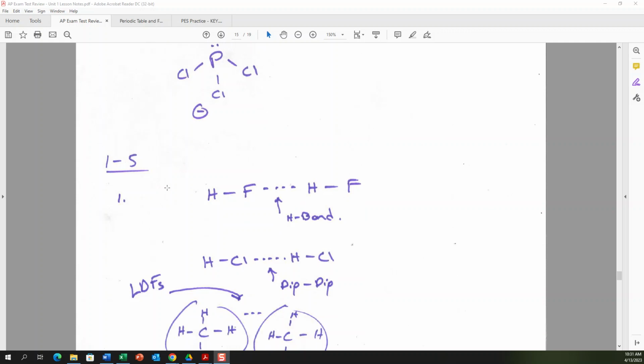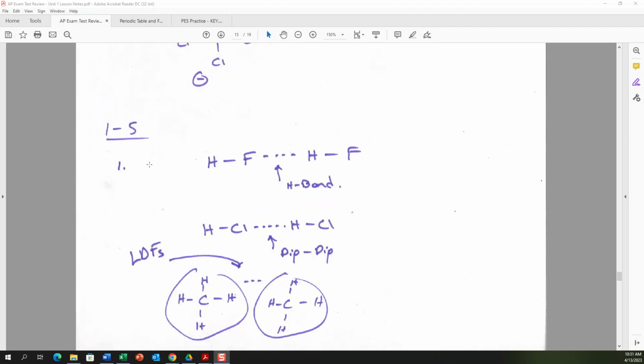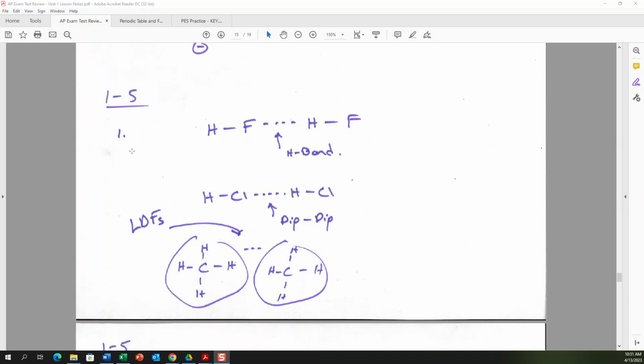All right, guys, so we're back going over Unit 1 and we're starting Part 3. Now 1-5 is all about IMFs. So remember intermolecular forces, intermolecular interactions, that kind of thing.